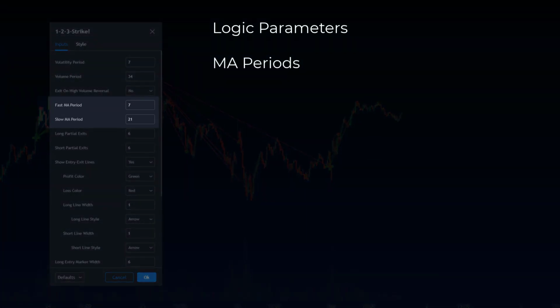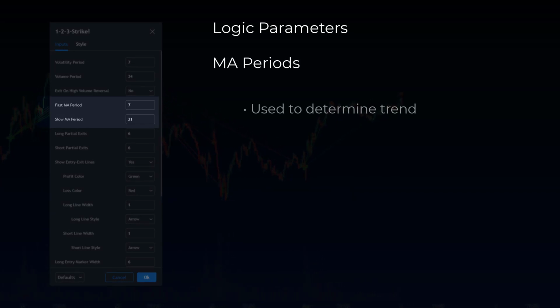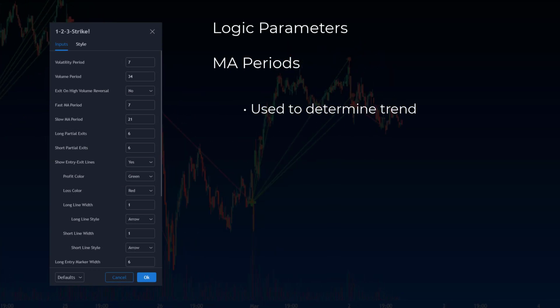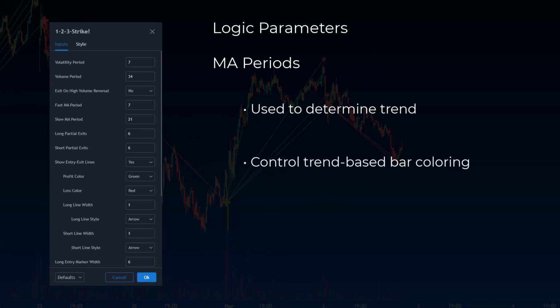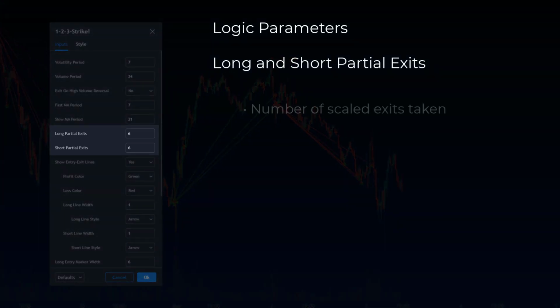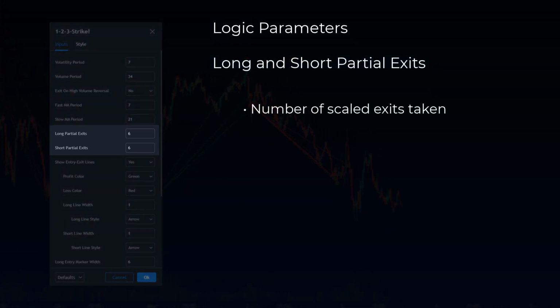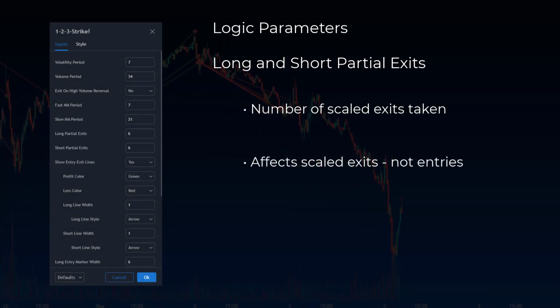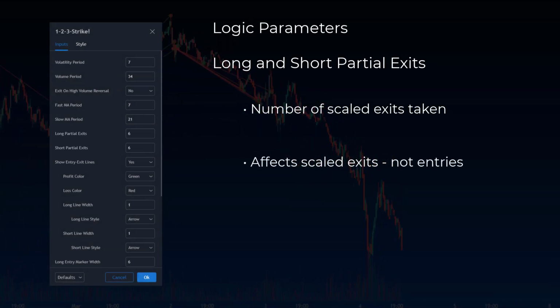The fast and slow MA periods control the periods of the simple moving averages which play a key role in determining trend. These periods also control the trend-based bar coloring. The long and short partial exits define the maximum number of scaled exits you want the indicator to take for each entry. These exits are intended for guided trading and don't affect the entry signals.